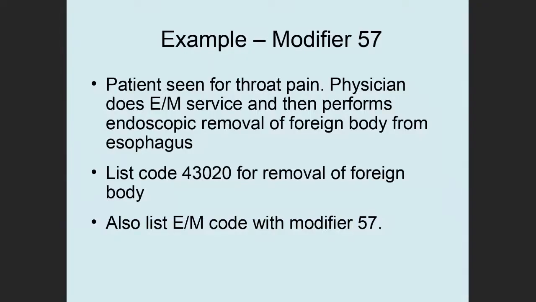So here's an example of modifier 57. Patient seen for throat pain. Physician does an E&M service and then performs an endoscopic removal of the foreign body from the esophagus. List code 43020 for removal of foreign body, and also the E&M code for the evaluation that was done with the modifier 57.